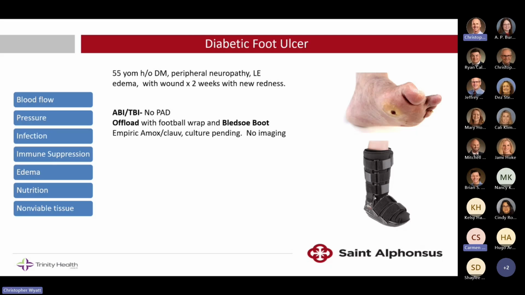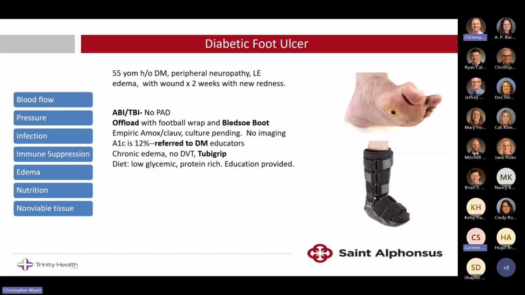We would debride the wound and grab a culture. At this stage, we typically don't get any imaging unless there's something concerning on exam. His A1C is 12%, so coordinate with the diabetic educators or family medicine or their primary care. He did have some chronic edema, so we added just a tube grip, with low suspicion for DVT. We talked about glycemic control, education on nutrition, debrided the tissue, and got a good wound culture that may guide us in the future.